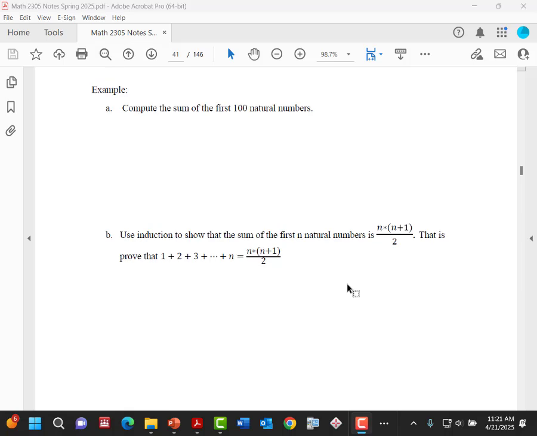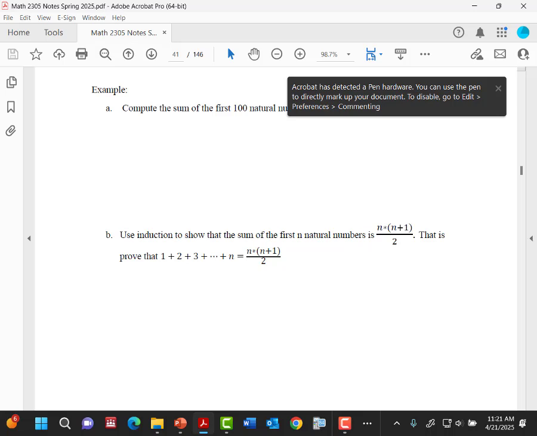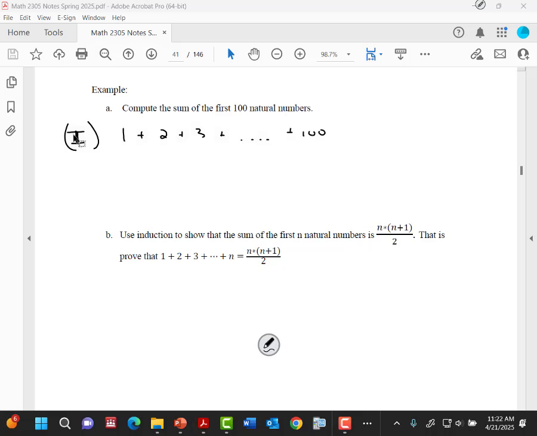I want to compute the sum of the first 100 natural numbers. If I did this the long way, one plus 2 plus 3 all the way out to 100, I could grab a calculator and add those up for a really long time, and that would just be kind of a tedious exercise. However, I could look at it as follows.